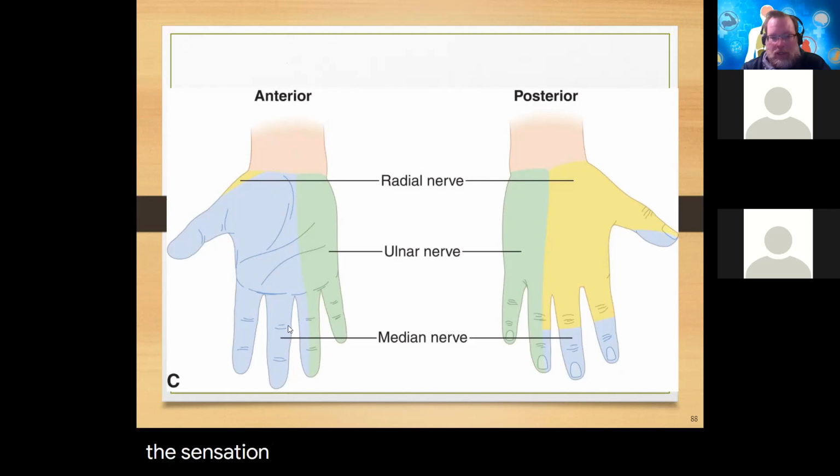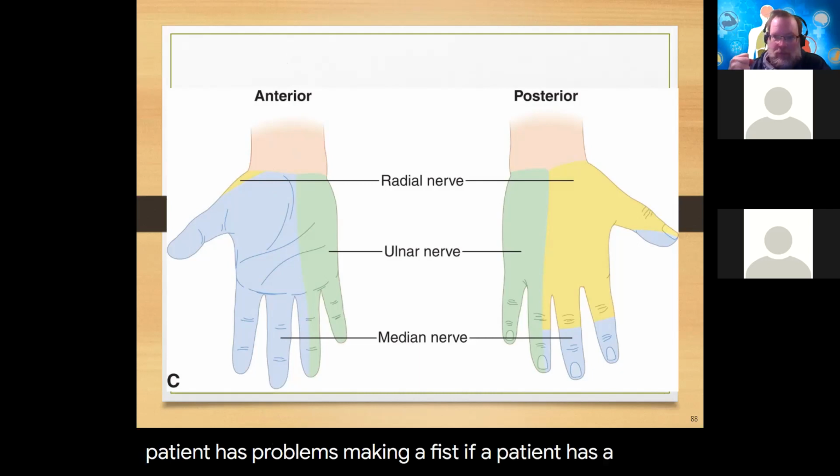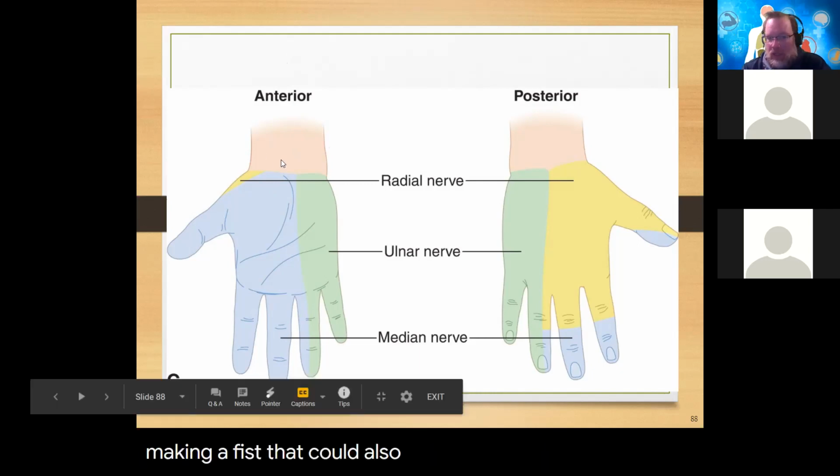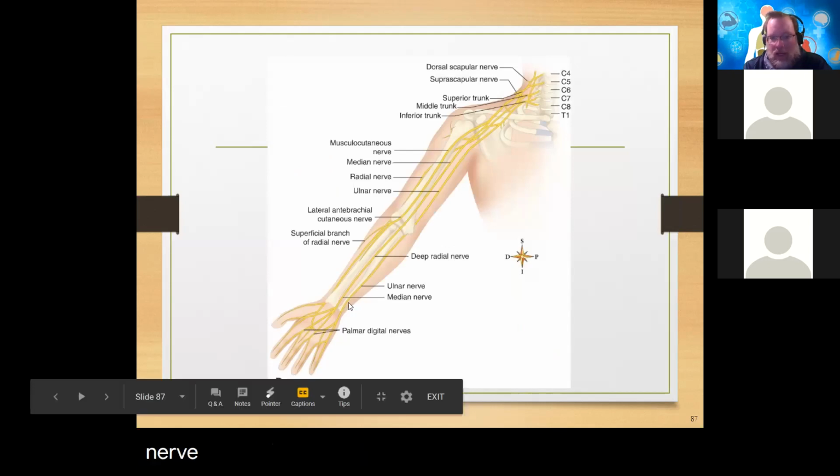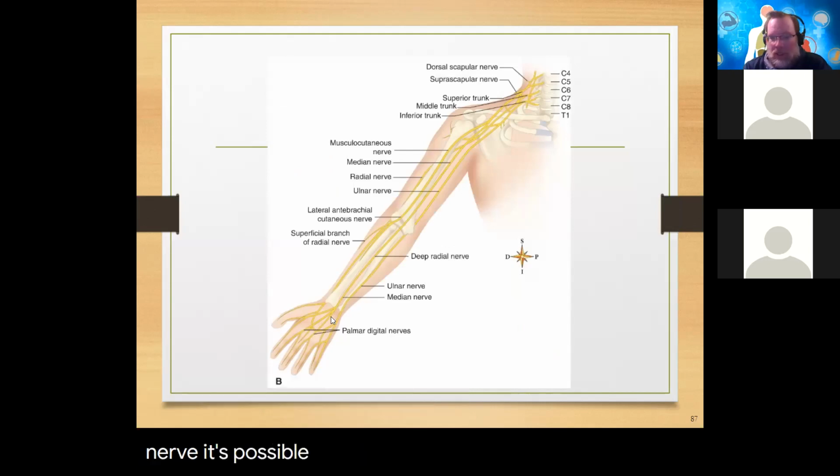There could be motor problems. Maybe the patient has problems making a fist. If a patient has issues making a fist, that could also be related to carpal tunnel syndrome. Now, again, is the problem here with the median nerve? It's possible, absolutely. And in fact, a lot of the surgical procedures that are done focus on this area to relieve and alleviate some of the pressure that's being put on the median nerve.